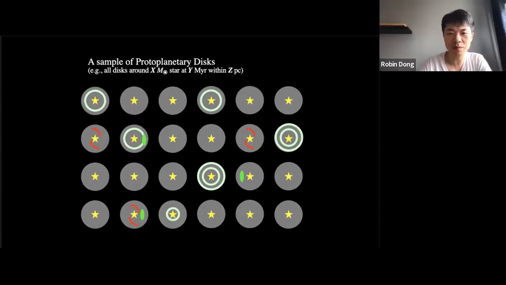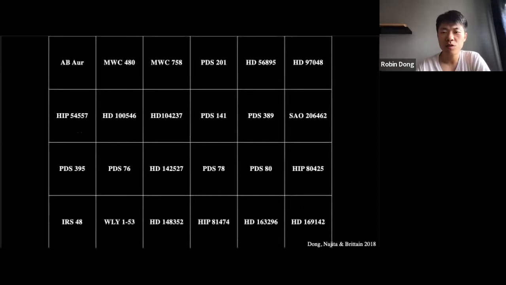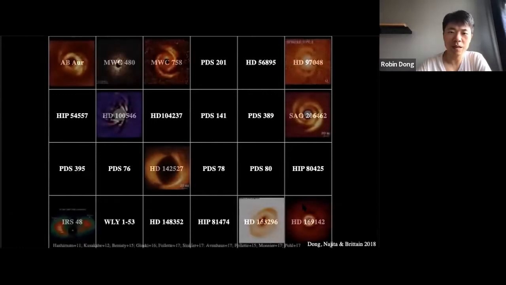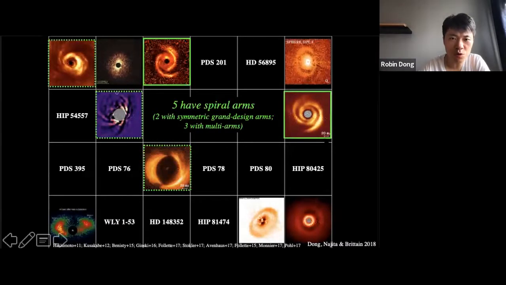So let's give a specific example. There are roughly 24 known single Herbig AB stars within 200 parsecs. So this is a volume limited sample. Herbig stars are progenitors of main sequence stars with masses higher than, let's say, 1.5 solar masses. So here's a sample. There are 24 of them, and 10 of them have been imaged in scattered light. And here are the images. All of them show structures, and specifically, 5 of them show spiral arms. You see these 2, they show a pair of grand design arms, and these 3, they show smaller arms with lower contrast.